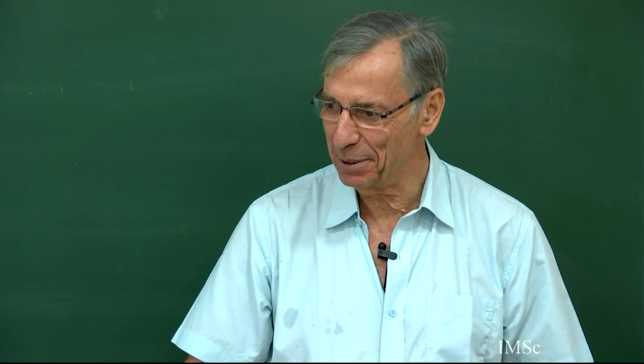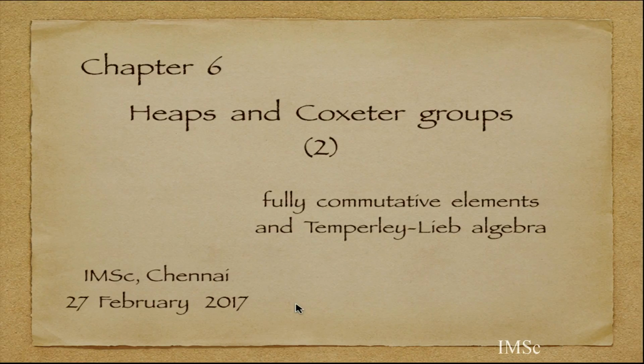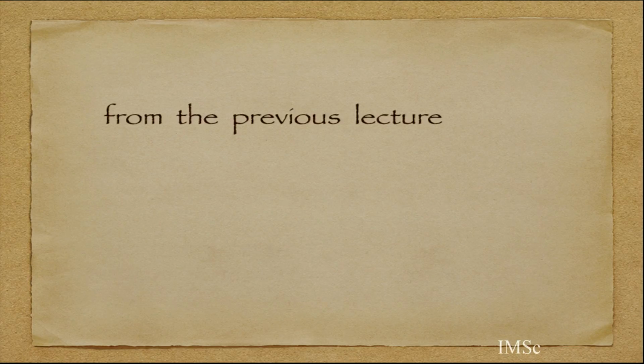Second part of chapter 6 about heaps and Coxeter groups. Last time we have seen fully commutative elements in Coxeter groups, especially the symmetric group. Today we are going to learn about the Temperley-Lieb algebra, which is strongly related to the fully commutative elements.